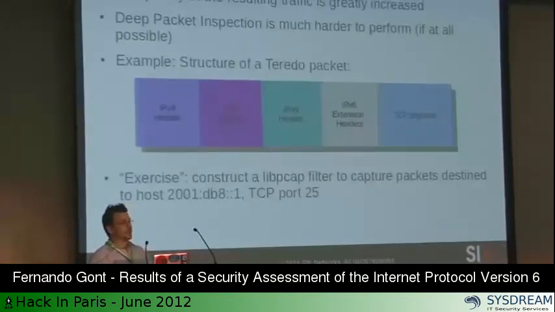A simple exercise to realize how complex this is and how harmful this can be: if you want, for example, to implement a libpcap filter to detect, let's say, a packet sent to some specific V6 address and some specific TCP port, it's completely painful. This means that in many cases it's much, much harder, if at all possible, to do, for example, deep packet inspection in the case of transition technologies.